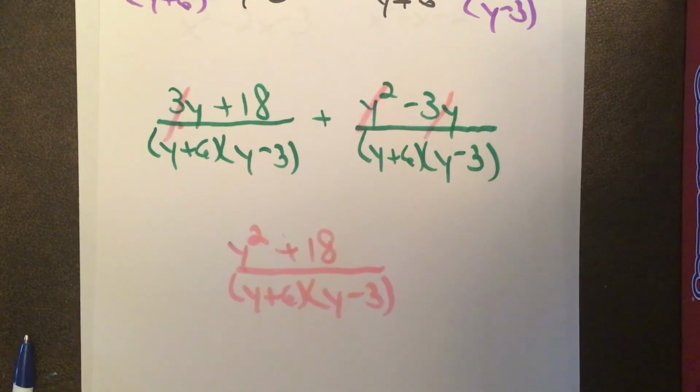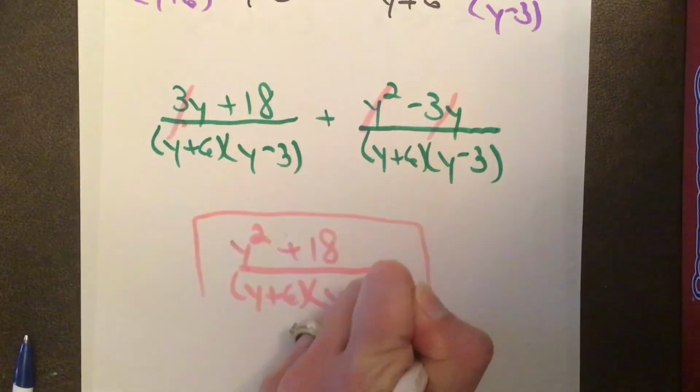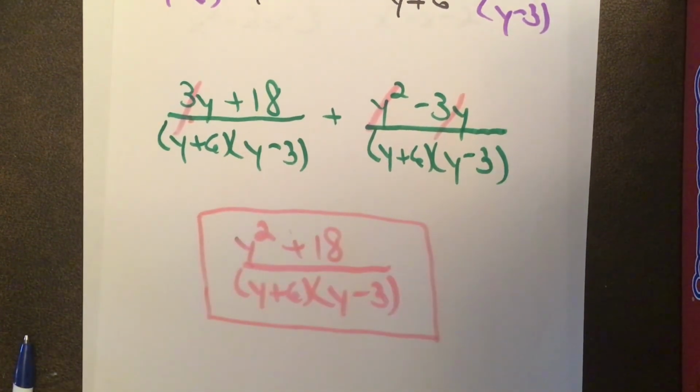Okay, last step is to make sure you can't factor the numerator to simplify it at all. So this is y squared plus 18, no GCF. It's two terms, it's addition. Remember, can't factor sum of squares. 18 is also not a perfect square, so there's nothing we can do. So that is my final answer for that one.